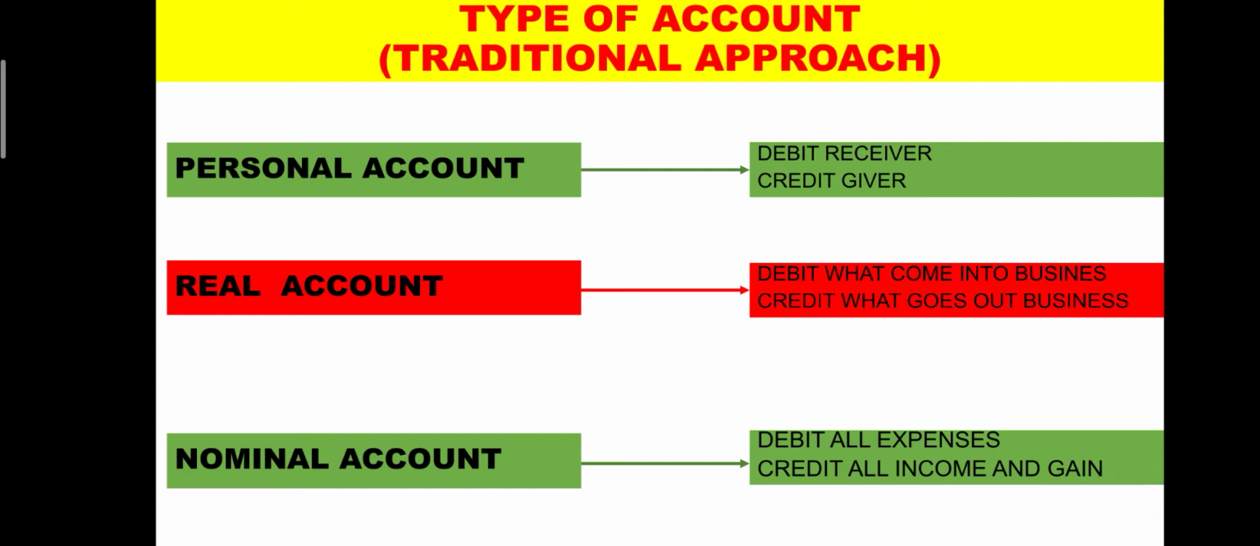So these are the rules according to the traditional approach. Personal account means debit the receiver and credit the giver. Real accounts mean debit what comes into the business and credit what goes out of the business. And lastly, nominal account means all expenses will be entered on the debit side and all income will be entered on the credit side.